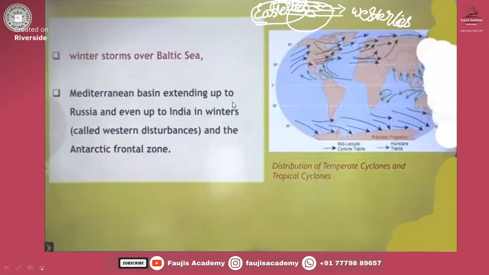Then the Mediterranean basin, that is extending up to Russia. So that event comes to India in winters. Because of this temperate cyclone only, we have the western disturbance in India.